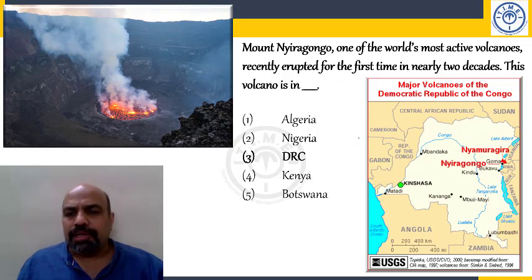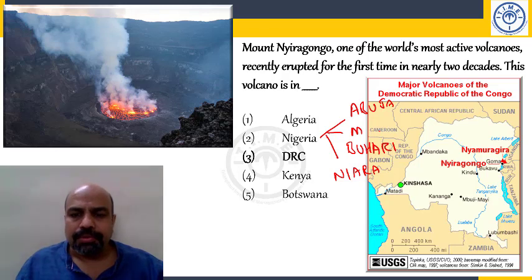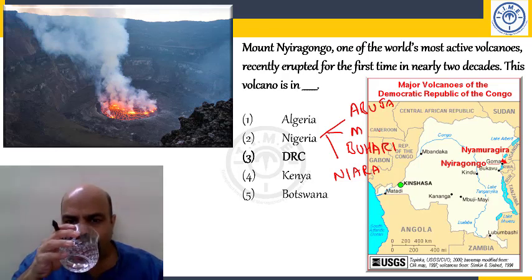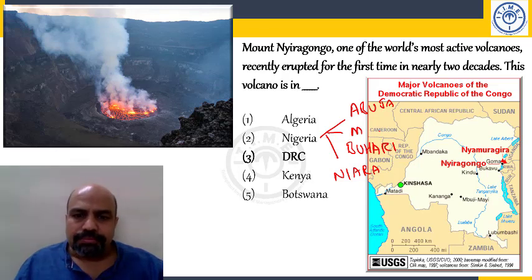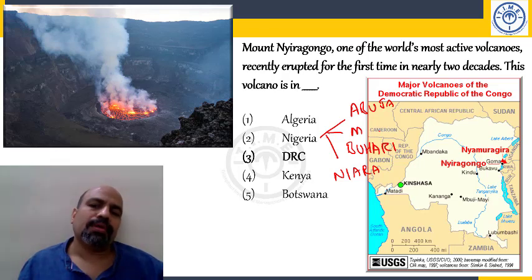From there, you want to know about Nigeria. Nigeria is next to Cameroon. Nigeria, you know the capital is Abuja. President is Muhammadu Buhari. Currency is Naira.